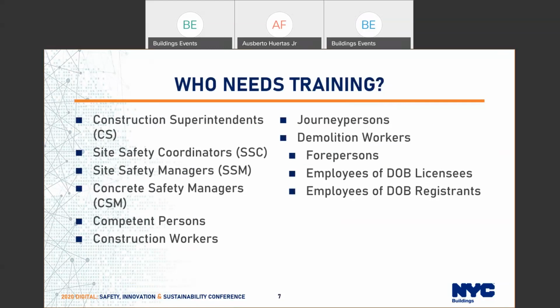However, I want you to note the employees of DOB licensees and of DOB registrants. If a DOB licensee or registrant has workers accompany them to a construction site and are actively engaged in construction activities, those unlicensed workers must be fully trained to work alongside the DOB licensee and the registrant.